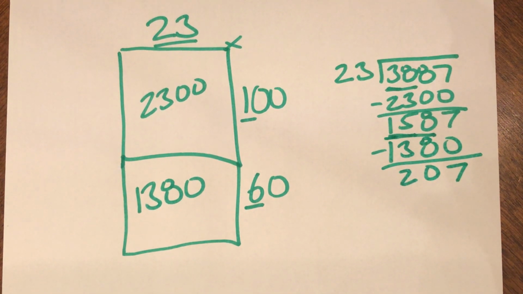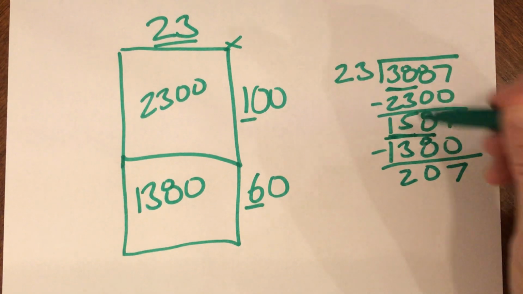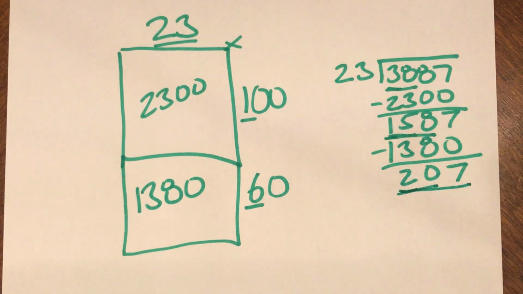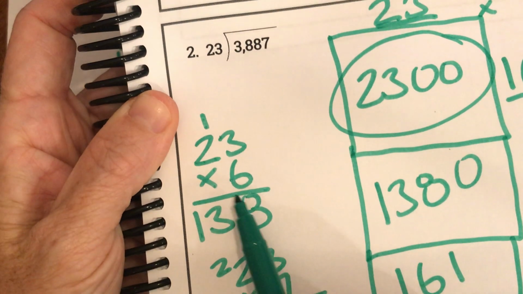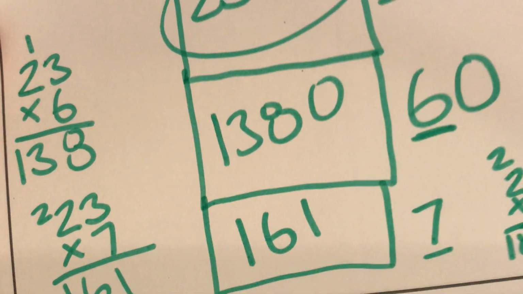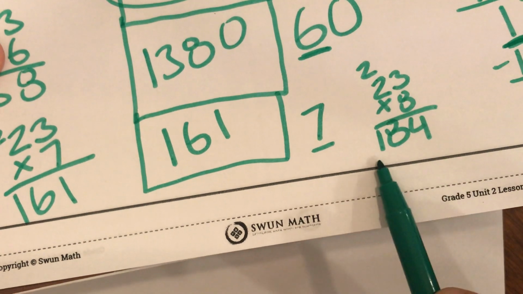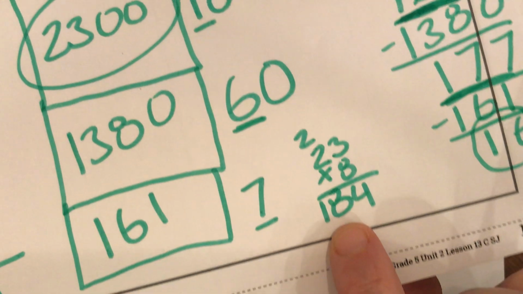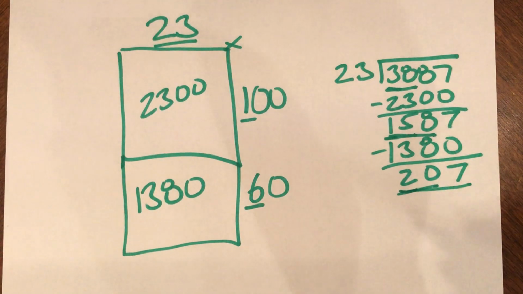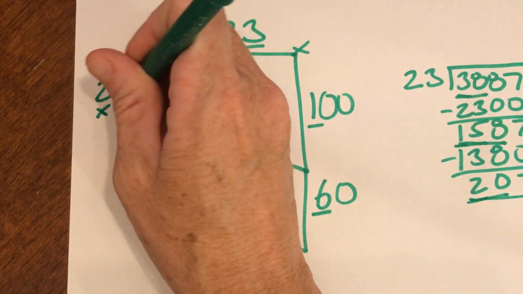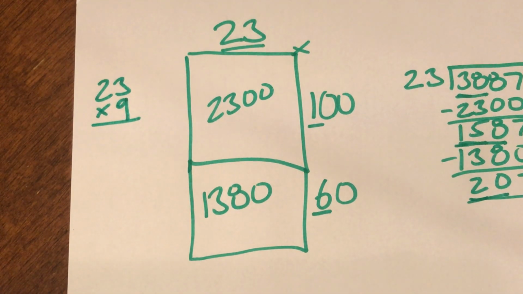Okay, ready? I'm thinking we're on better track this time. I'm thinking it's looking a little better. Okay, 23 can't fit into 2. It can't fit into 20, but it can fit into 207. Let's look at our scratch work. We did 6 and we got 138. We did 7 and got 161. We did 8 and got 184. We want to get to 207. So if 8 was only 184, should we maybe try 9? Should we come over here and see what 23 times 9 is? I bet it's going to work.